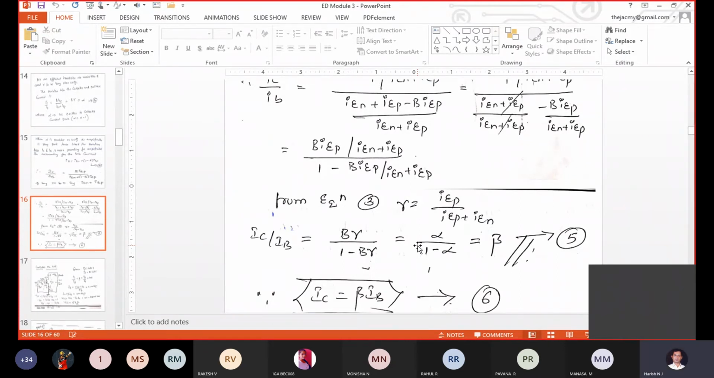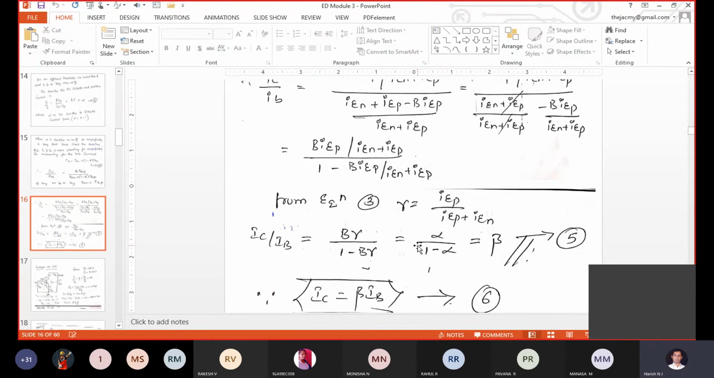If you are considering alpha equal to 0.9, anybody will you tell me what is the value of beta? Simple calculation. Anybody having a calculator with you now? Just do this calculation. 0.9 whole divided by 1 minus 0.9. Check it out once again. Correct. So it will be equal to 9.